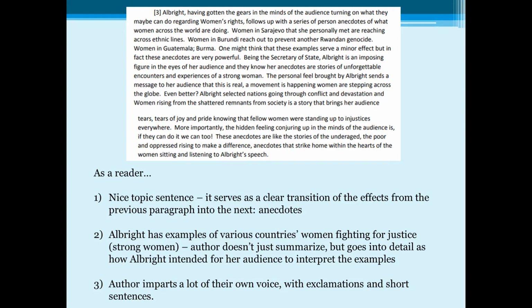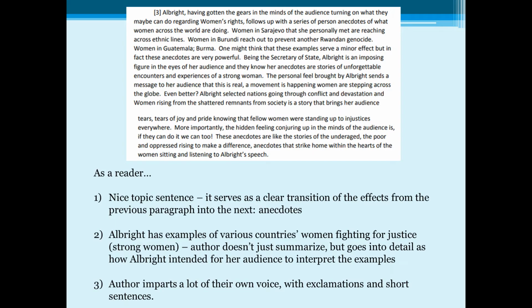This author has way more complex topic sentences. This one writes, "Albright, having gotten the gears and minds of the audience turning on what they maybe can do regarding women's rights, follows up with a series of personal anecdotes of what women across the world are doing." So we know that this entire paragraph is dealing with the divisive anecdotes, but more so two other things that are really complex. One, it transitions from the previous paragraph, right? The gears in the mind are turning already.